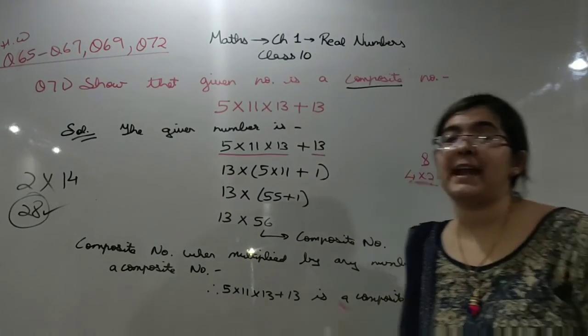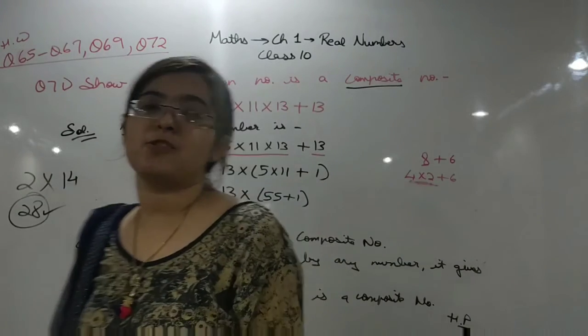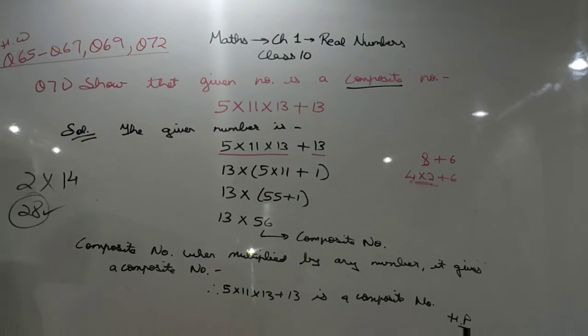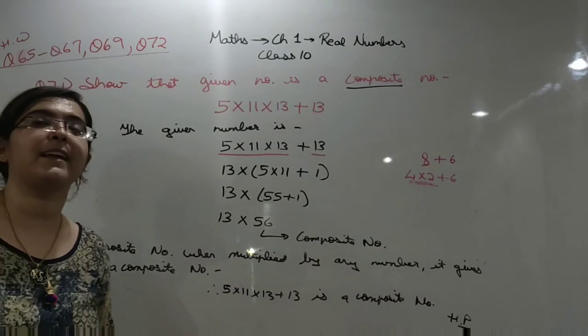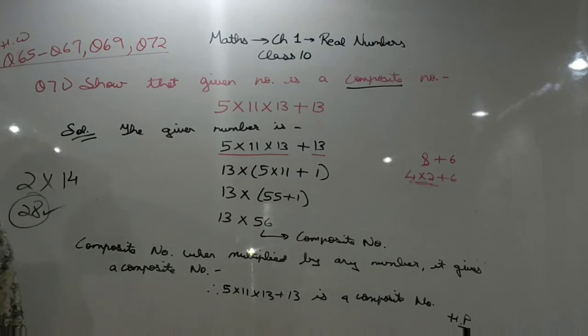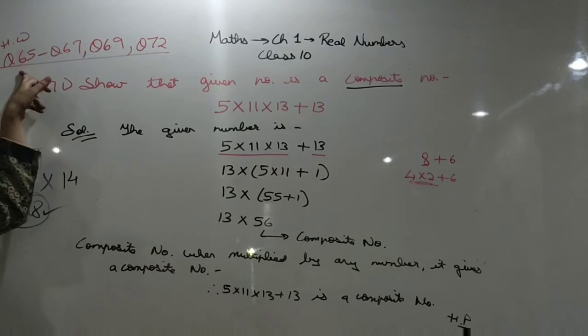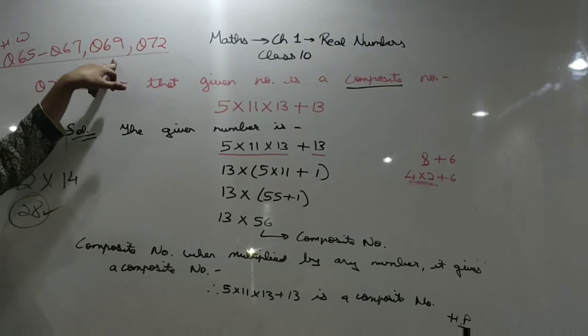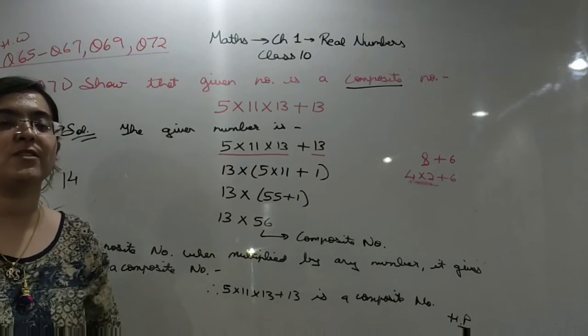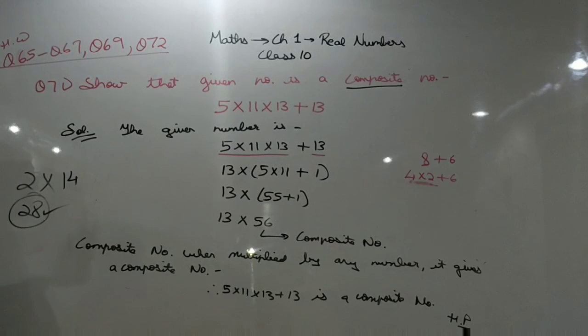Clear? And from the next class, we will start your last topic, which is applications of Euclid's division algorithm. After this class, we will start a new topic and that will be the last topic of this chapter, applications of Euclid's division algorithm. Clear, students? So, questions 65 to 67, question 69 and 72, these all are your homework questions. I will check your answers in the live class.